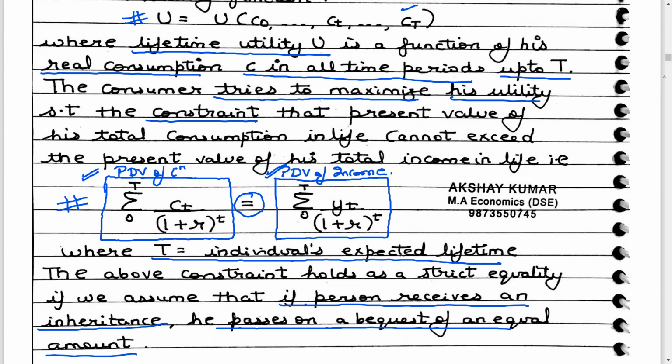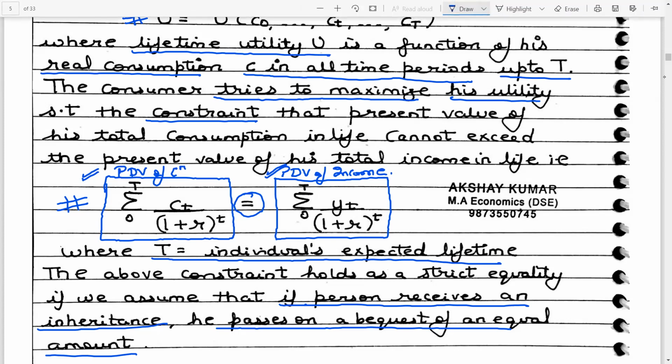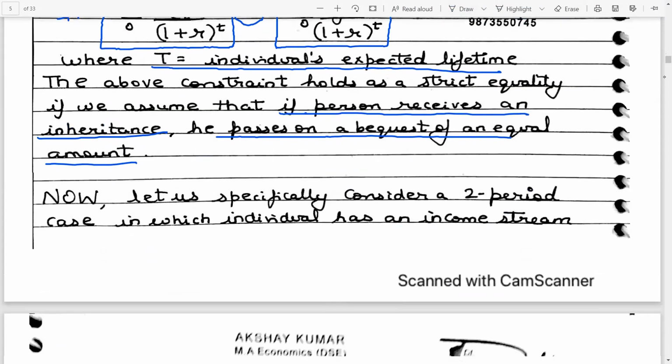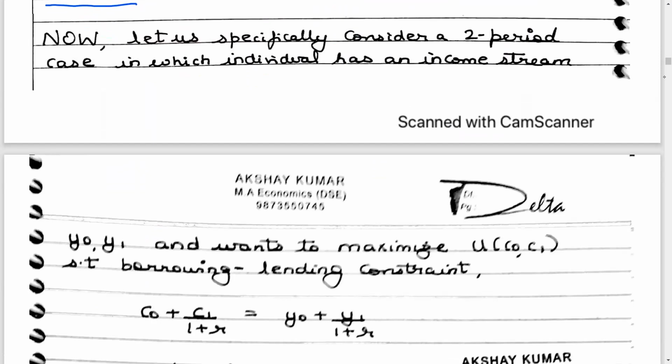I hope students have understood the model till now. Till now we have the utility function, which you can see on your screens. Utility is a function of C0, C1, dot dot dot, C capital T, and the constraint which is given to us, the budget constraint, is that the present discounted value of consumption over the T period framework exactly equals the present discounted value of income. Now, we specifically dig deeper into the 2-period framework. The equations above were in general for T. Now specifically we focus on 2 periods.